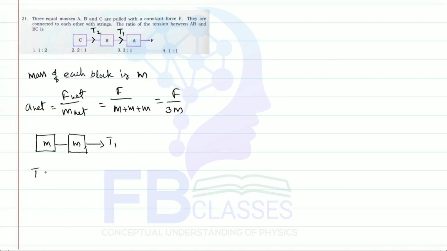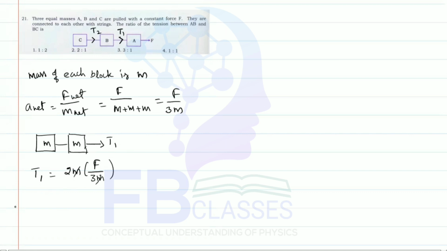Now T is equal to MA. So T1 is equal to M. How many masses are there? 2 masses. That's why 2M into A. A we already found. Substitute the value, F by 3M. The M's get cancelled here.